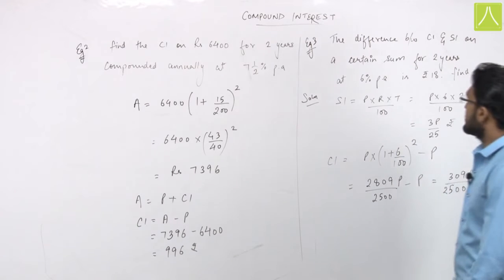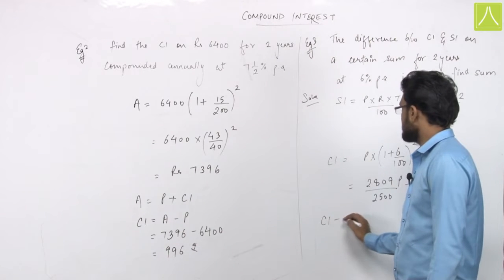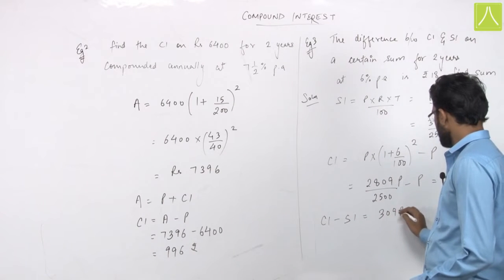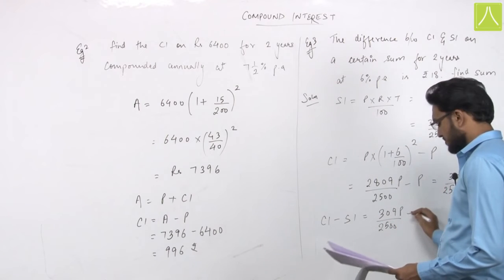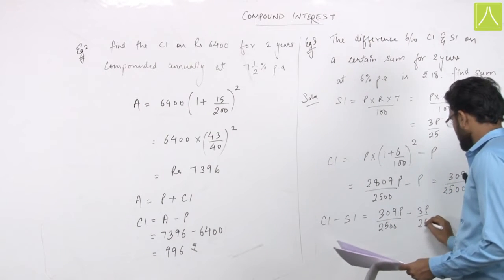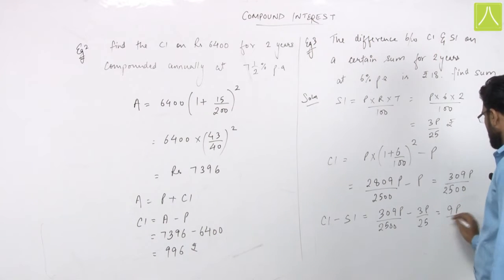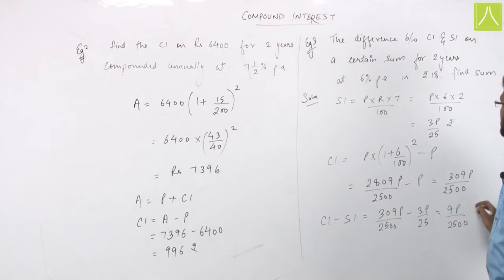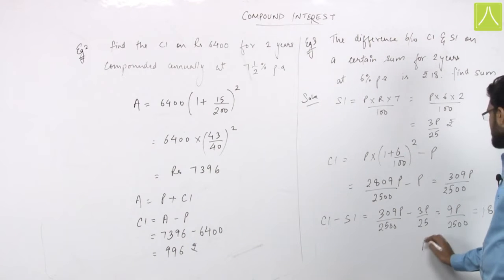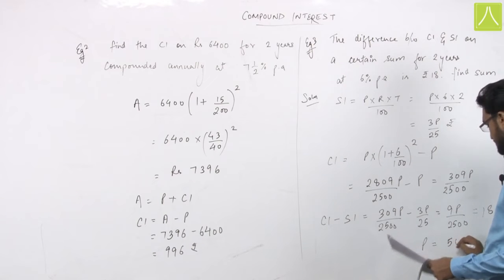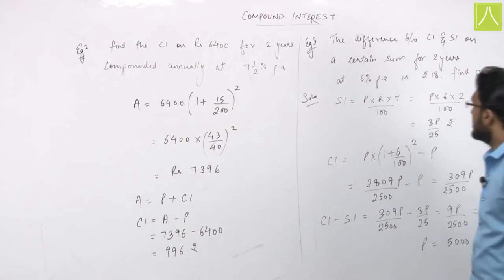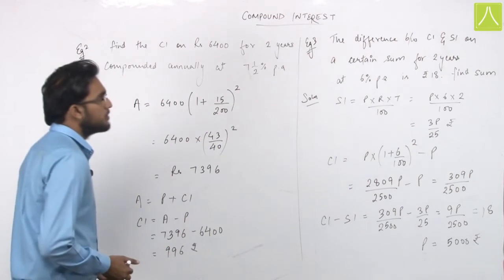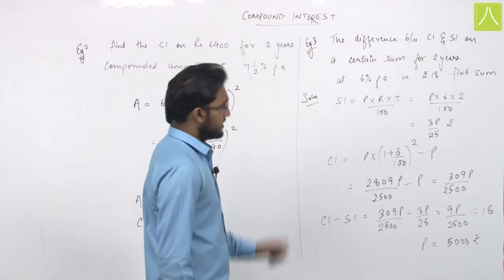In this question, we have given the difference between the compound interest minus simple interest, which is equals to, solving this we will be getting 309p divided by 2500 minus 3p divided by 25, which is equals to 9p upon 2500. Now, the difference given over is 18. Solving this, principal will be equals to 5000 rupees. Hence, the sum amount is 5000 rupees, in which the difference between the compound and simple interest is equals to 18.